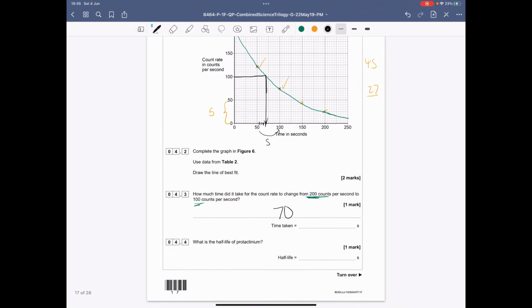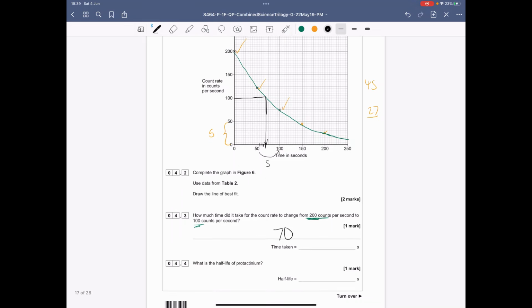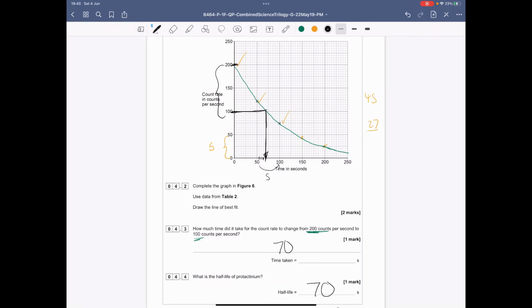Oh, I think I missed a question. Question 4.4. What is the half-life of protactinium? Well, the half-life of protactinium is the time it takes for half of the radioactivity to go, or the time it takes for half of the isotope to become stable. So it's gone from 200 down to 100, and we've already just read off what happens at 100, and we see it takes 70 seconds. So therefore, our half-life is only 1 mark, so it's probably an easy question as well, is 70 seconds again.